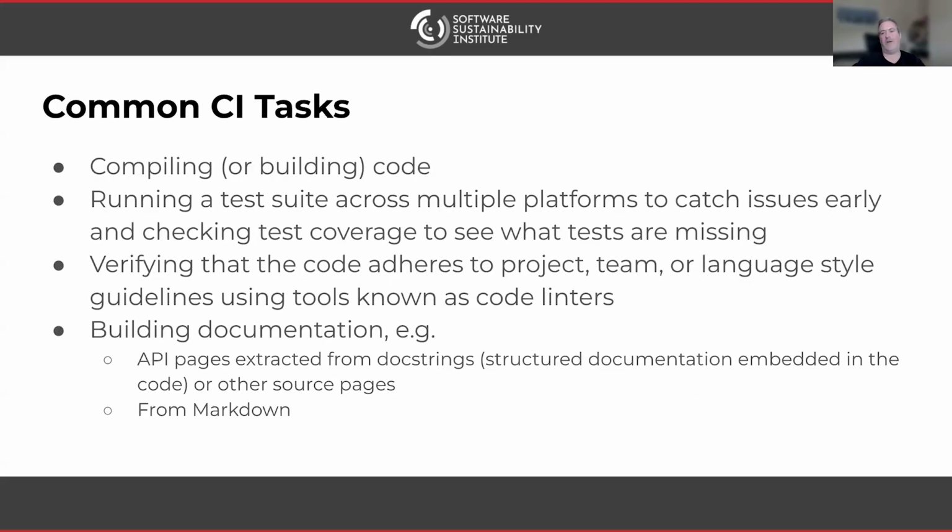So the kinds of things that we can do, the tasks that we can automate using continuous integration, are things like compiling code, running a test suite, and verifying the code adheres to project, team or language style guidelines. So as Philly talked about yesterday, there was linting. You may recall we could use code linters that will effectively run over our code and either format it for us or give us an idea of what the issues are with code style. In that way, we could do this in an automated way using CI, or we could use CI even to do things like building documentation, such as API pages extracted from code docstrings, or other documentation written in Markdown or something. Okay, so there are a lot of things we could do in an automated way using continuous integration.